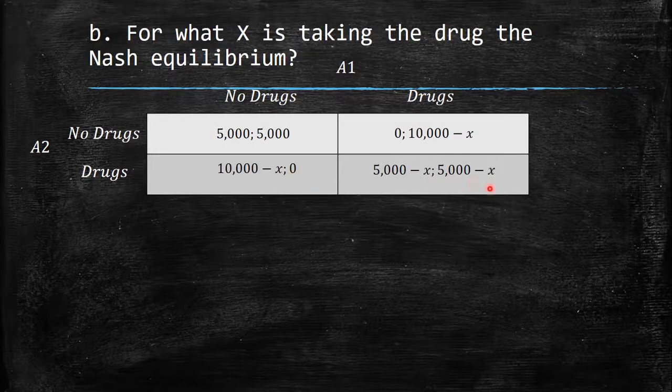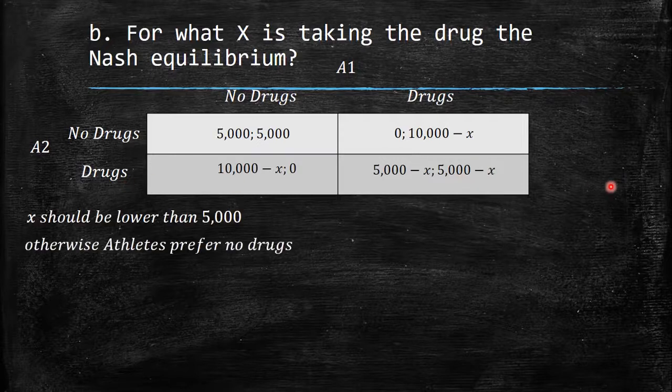So it means 5,000 minus X higher than 0, exactly the same situation as the other one. So for this case, this should be higher than 0. Definitely x should be lower than 5,000. Just if x is equal to 4,999, this should be 1, and 1 should be higher than 0, and the Nash equilibrium should be drugs and drugs.